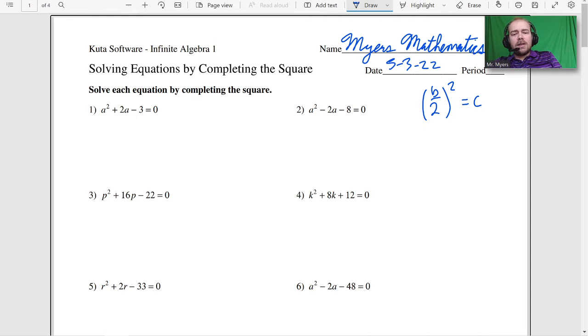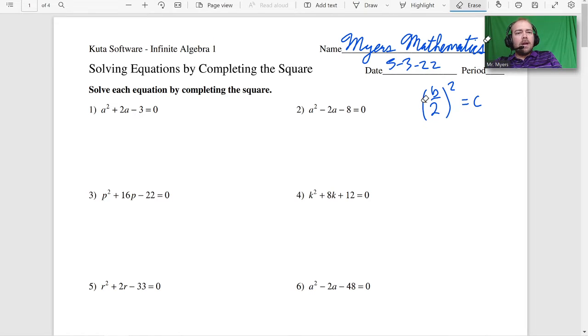That's the formula. Actually, you know what? Let me back up. Let me just give you the steps to this. Let's run through the steps. That way you have a repeatable process for these. Okay? So, step 1. You want to actually get the number over.